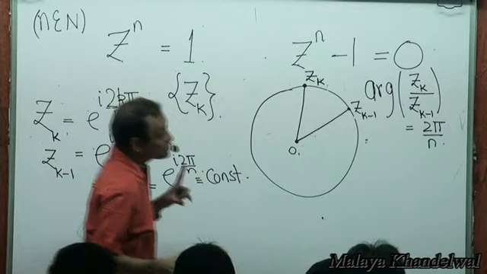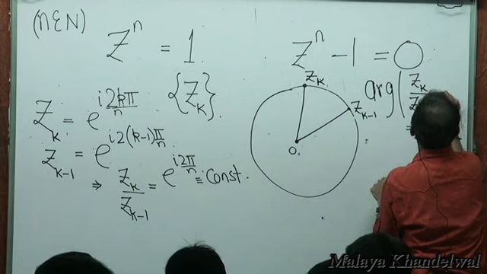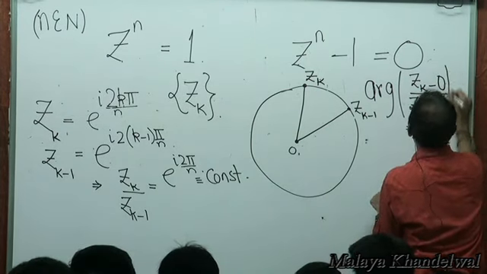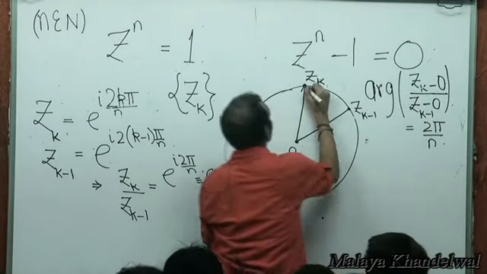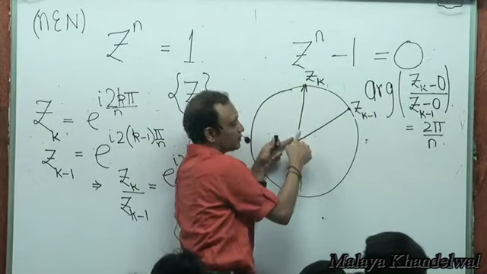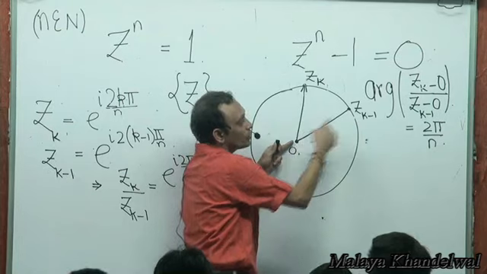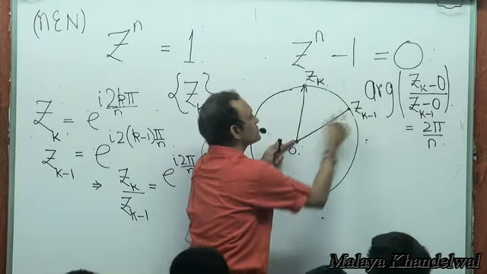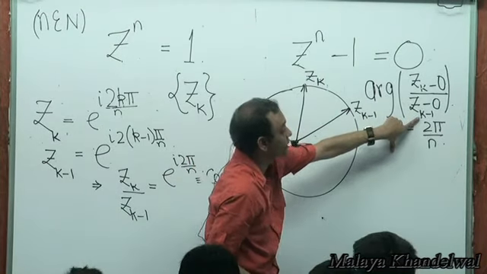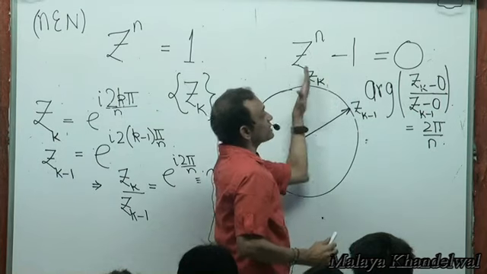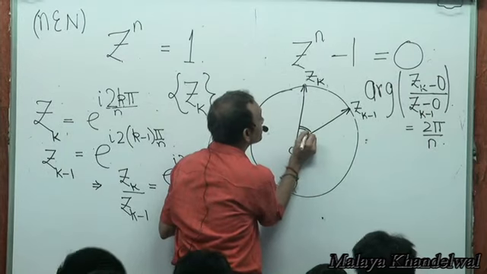Now what does this mean? This means zk minus 1 is zk minus 1 minus 0, and zk is zk minus 0. The numerator vector is this vector: position vector of zk minus position vector of the origin, which is 0. The denominator vector, zk minus 1 minus 0, is this vector. Right? Now what does this mean? The amount by which you must rotate the denominator vector so that it coincides with the numerator vector is 2 pi by n. That means this angle is 2 pi by n.